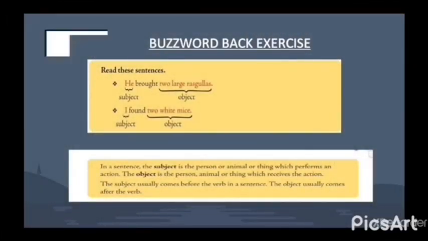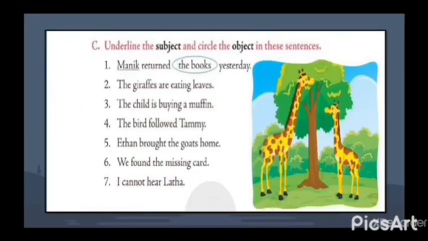Now let's do one question on this particular topic also. Here you have to underline the subject and circle the object in the sentences. First one has been done for you. Manik returned the books yesterday. Manik is the subject and the books is your object. So you will have underlined Manik and circled the books. The giraffes are eating leaves. Think of the answer. The giraffes. Yes, the giraffes is the subject and leaves are the object.